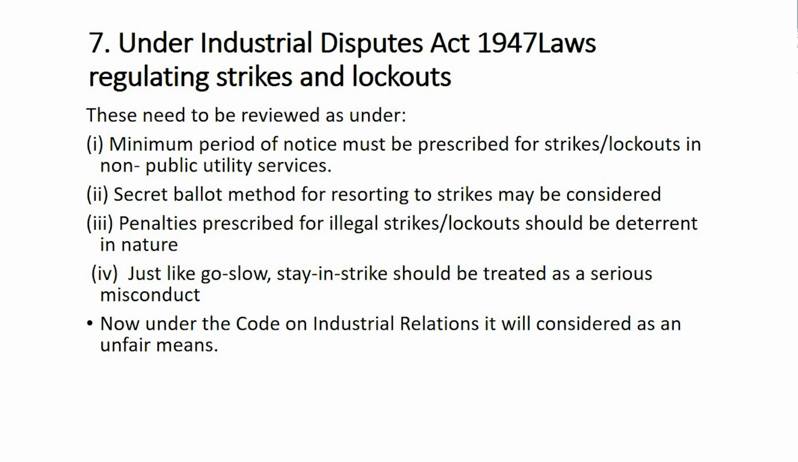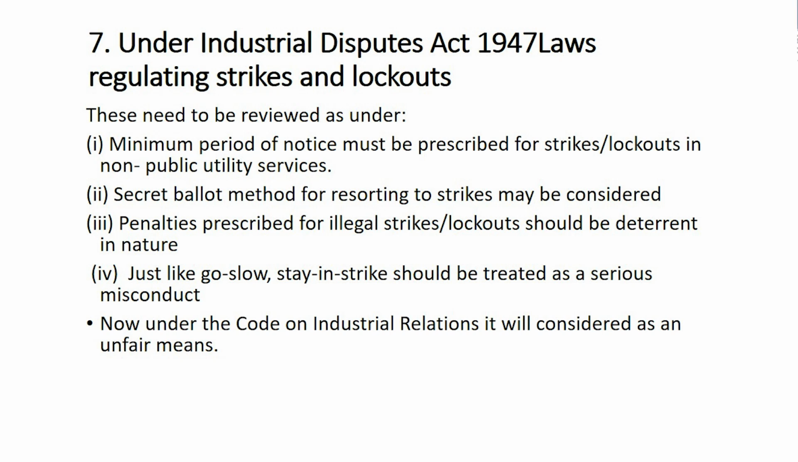Laws regulating strikes and lockouts had to be reviewed, because a few things had to be taken into consideration. When we talk about a minimum period of notice being prescribed for strikes and lockouts in non-public utility services: under the Industrial Disputes Act 1947, the first schedule talks about public utility services, and a list has been given. For example, banking services, hospitals, everything has been given in the schedule. If these workers go on strike, it is mandatory to give notice in advance to the government.